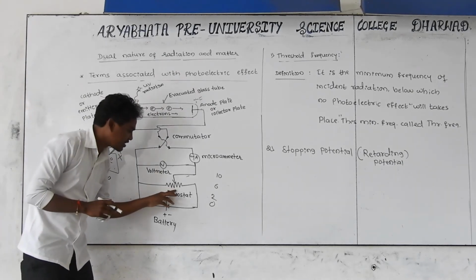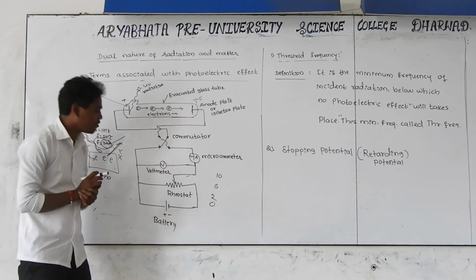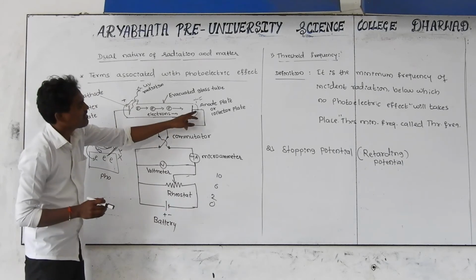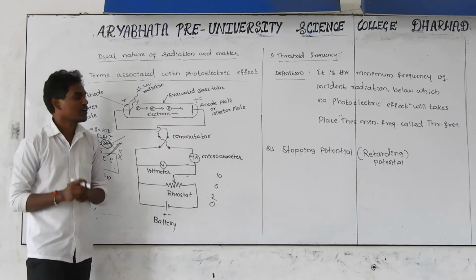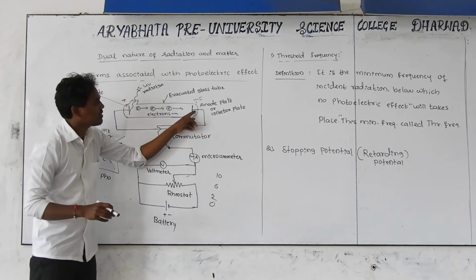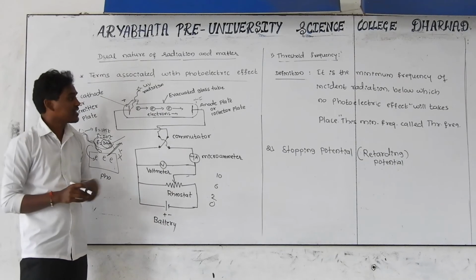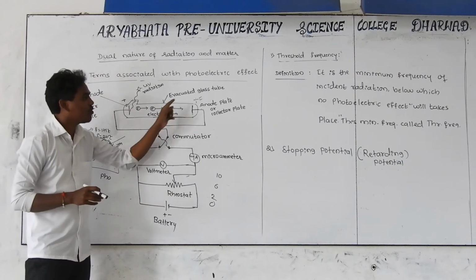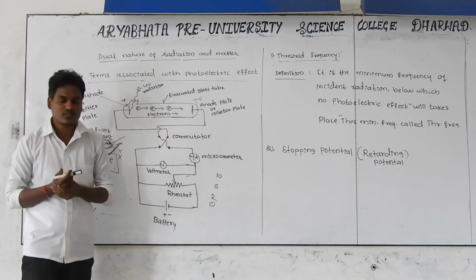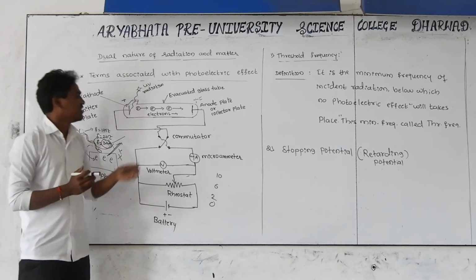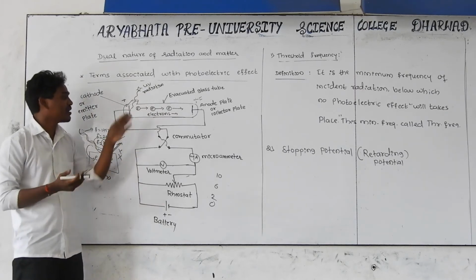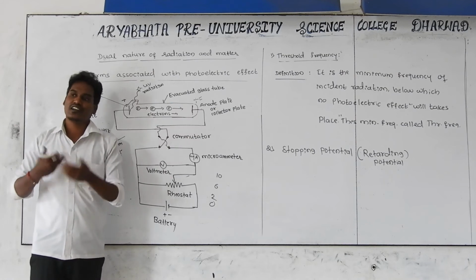By using this rheostat, I am increasing the negative potential of the anode. Whenever the negative potential of the anode increases, the electrostatic force of repulsion between the electron and the anode increases. As a result, the number of electrons moving from cathode to anode decreases.